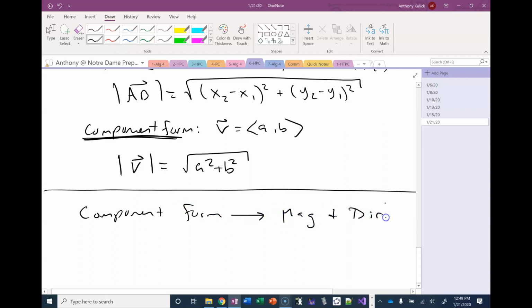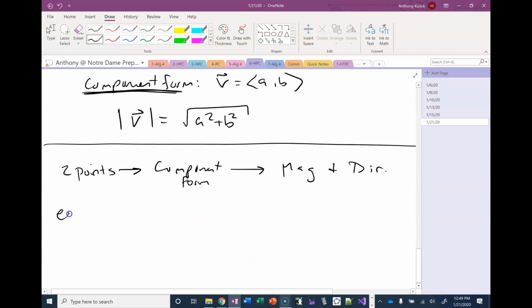Yes, of course. So let's look now at how we go from a component form to a magnitude and direction. Actually, we should probably do this. So I'm going to do it actually. That is my example.